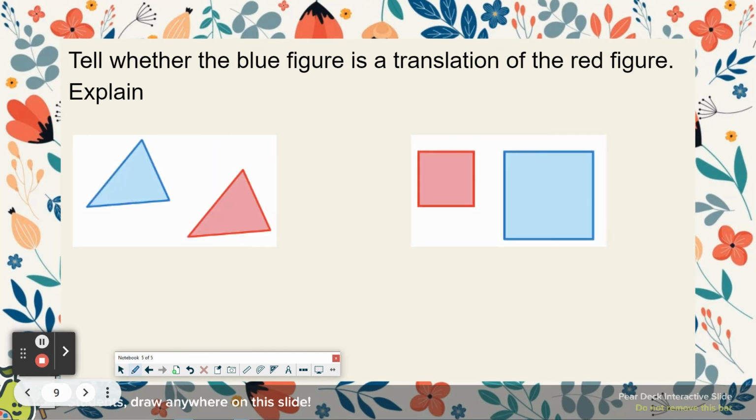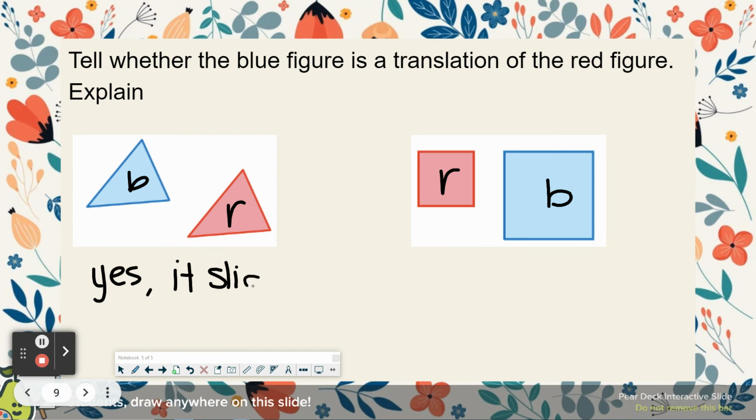Okay, try 3 and 4. On number 3, you should have said yes. It slides. It's the same shape. It's the same size. And it didn't turn. And then on number 4, you should have said no, changes size.